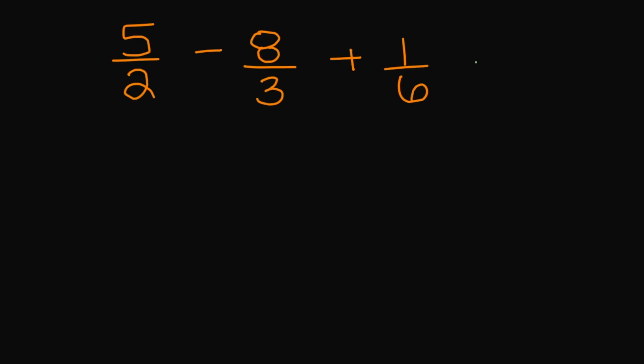Let's look at this example here. We have 5 over 2 minus 8 over 3 plus 1 over 6. And as you can see, your denominators are not the same, so we do need to find a common denominator.